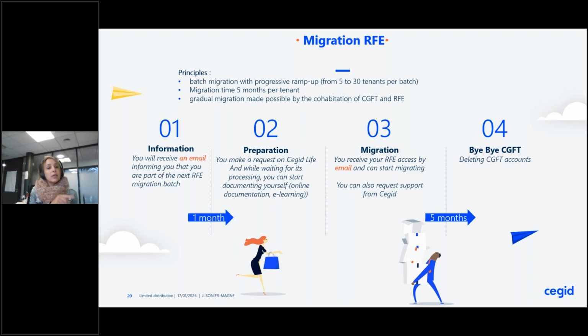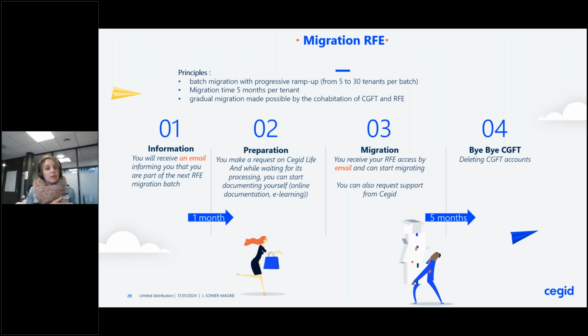So you will be able to migrate progressively your flows from CGFT to RFE, flow by flow. It's not a big bang migration. It can be done gradually.